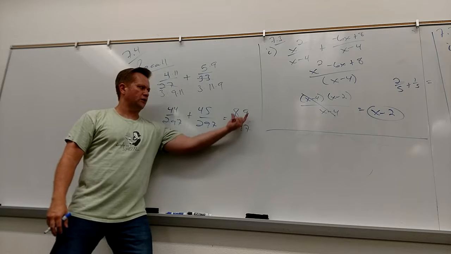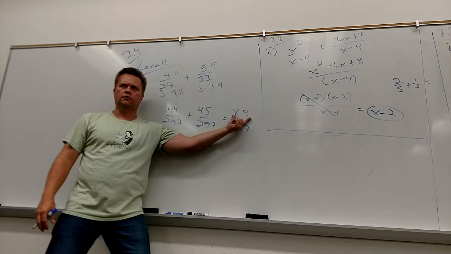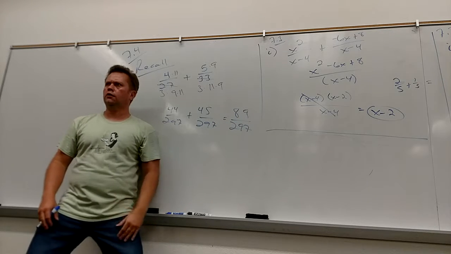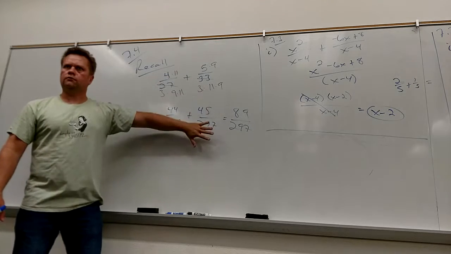And then I don't know if you guys remember, obviously 3 goes into 297, right? If you start to think about trying to reduce this, 89 doesn't have much of anything that goes into it, right? So this looks like these are not going to go anywhere. Are you guys cool with that idea? Okay, so this is Math 88 stuff, right?